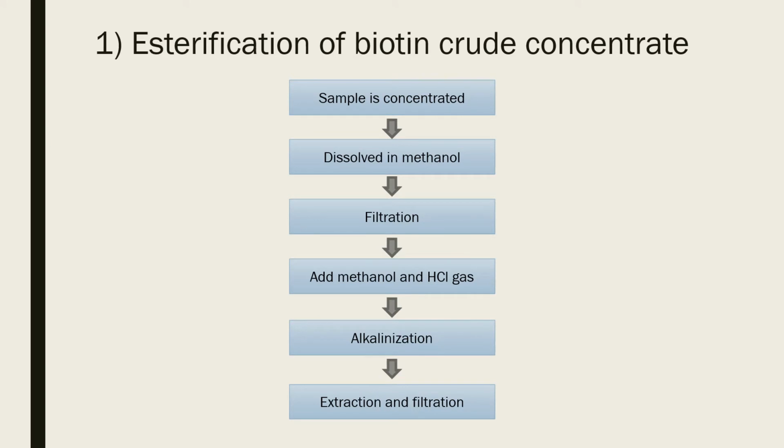First is esterification of crude biotin concentrate. Biotin containing sample is concentrated and then dissolved in methanol. It then undergoes filtration and the filtrate is concentrated into thick syrup. The residue is then dissolved in methanol with dry hydrochloric gas. Water and solid sodium bicarbonate is added, turning it into alkali. Then it was extracted using ethyl acetate, then dried using sodium sulfate. Ethyl acetate is removed by filtration and the product is biotin methyl ester.